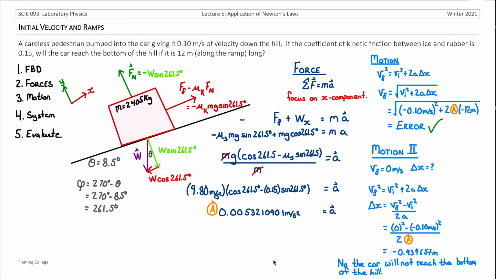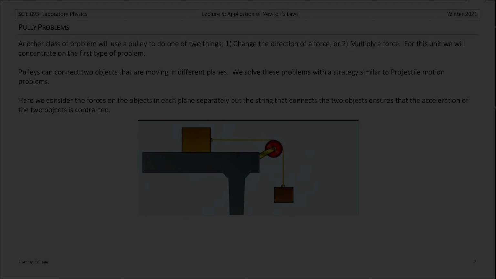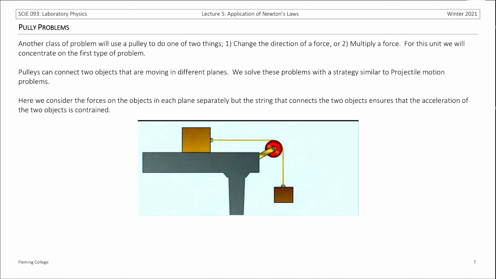So you see, we've taken our understanding of ramps from the previous problem, which often revolves around how we decompose that weight vector. And now we've combined them with our understanding of frictional forces. And again, we're trying to connect motion to that net force using the same approach. And we're going to introduce another class of problem.